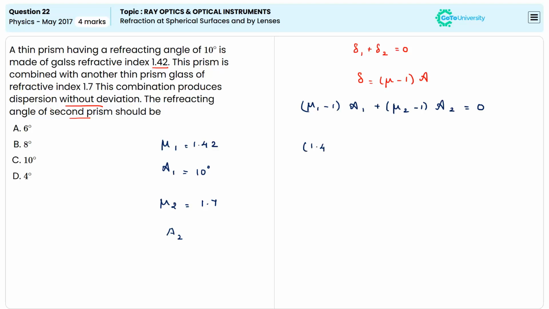So when we apply the values, we get (1.4 - 1) × 10 + (1.7 - 1) × A2 is equal to 0. When we simplify this, we will get A2 is equal to negative 4.2 divided by 0.7. Simplifying, we will get negative 6 degrees. Here the question is only about calculating the magnitude of the angle. So we can say it will be equal to 6 degrees, and the correct answer here will be option A.